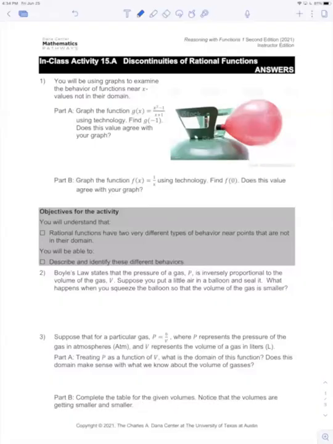In class activity 15A, 1. You will be using graphs to examine the behavior of functions near x values not in their domain. Part A, graph the function g of x equals x squared minus 1 all over x plus 1 using technology.